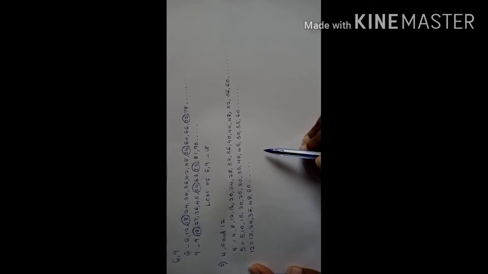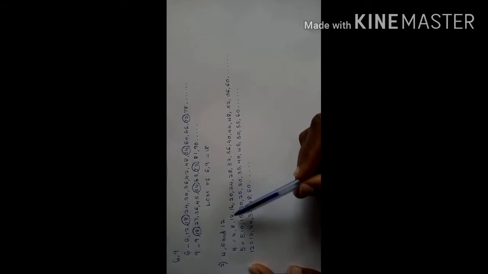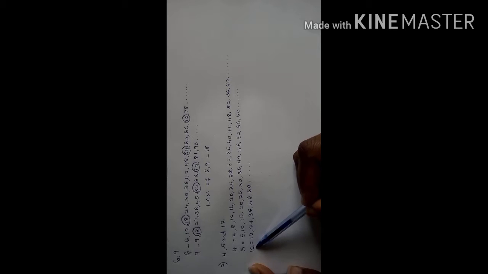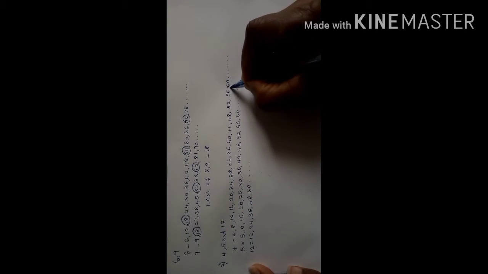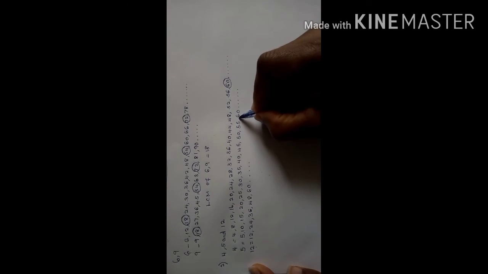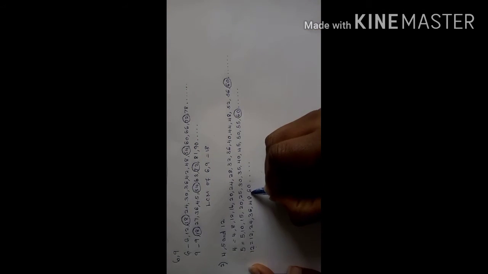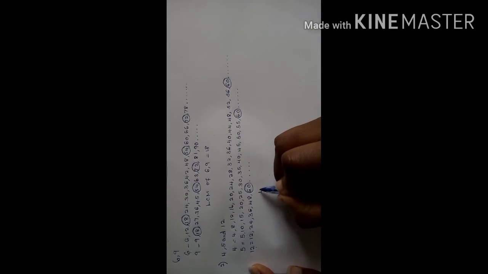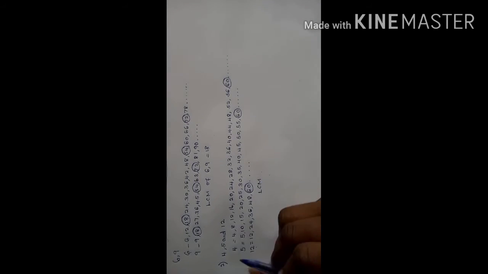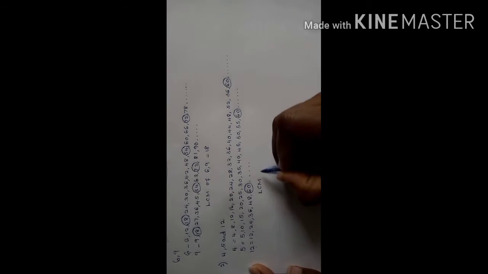Have you listed them? So again, we are going to find or circle the common ones in the 3 numbers. So the common ones in this case, we have a 60 here, a 60 here, and we also have a 60 here. So we can say that our LCM for 4, 5, and 12 is 60.